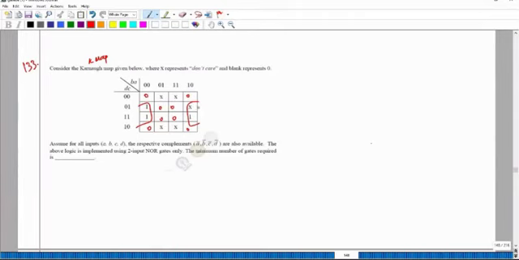So if I group this one, I will get C A bar. Okay. So C A bar means A bar C. This A, this C. So my F. So what is the minimum number of NOR gates?